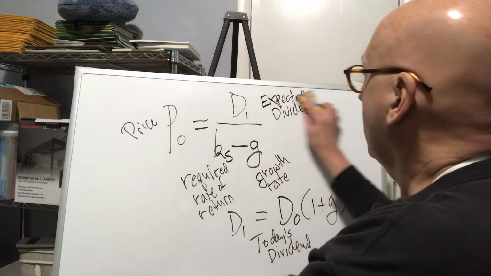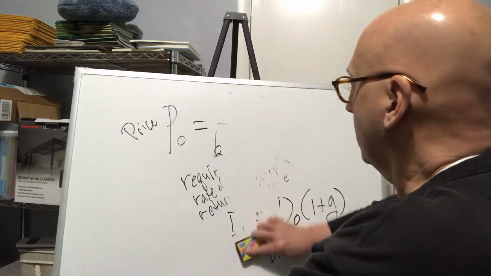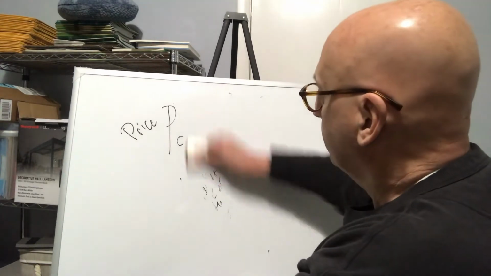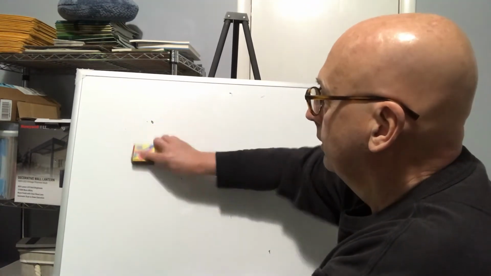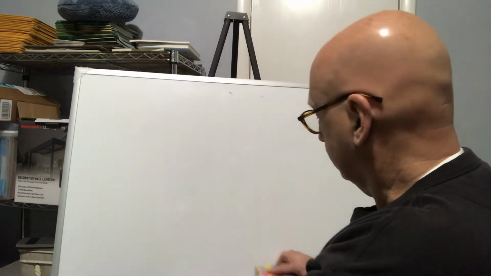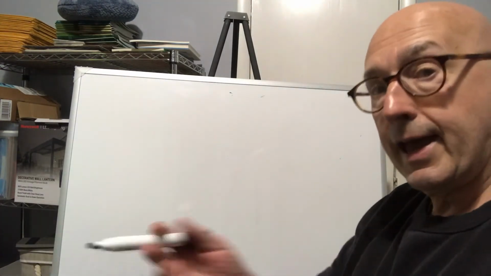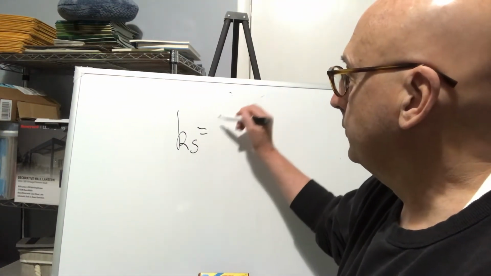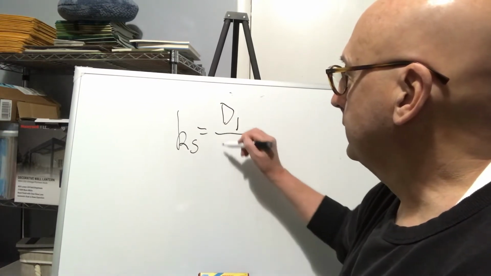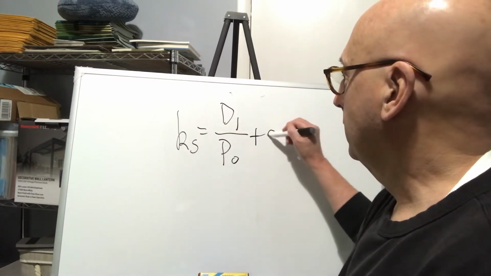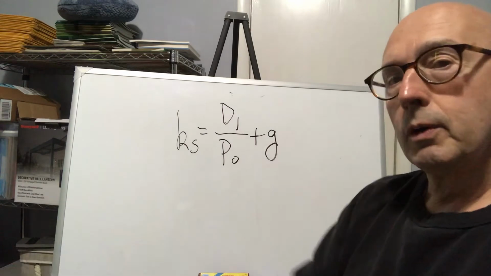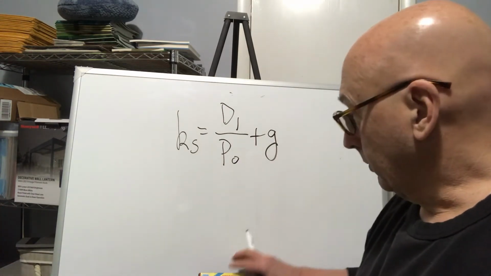Well, one thing that we're going to do occasionally is not solve for price, but solve for the required rate of return on the stock. Well, it's just solving that equation for Ks rather than for price. So in that case, Ks is equal to the expected dividend divided by the current price plus the growth rate in the dividend. Okay. All right, we'll run through a couple of examples, and I think you'll see what we're getting at here.